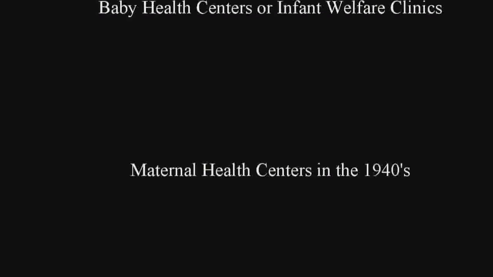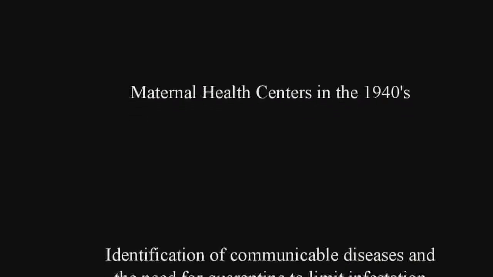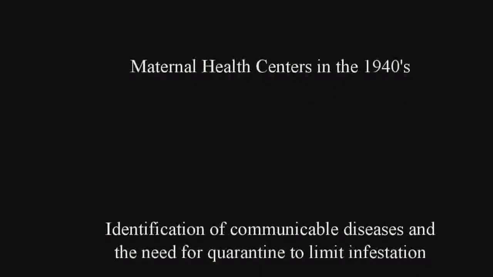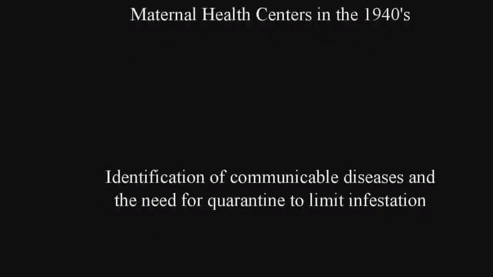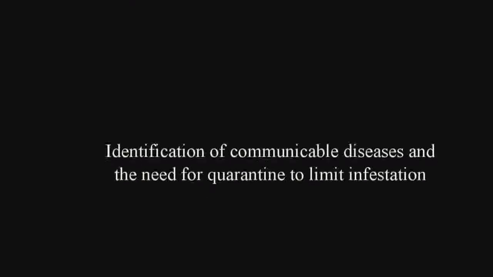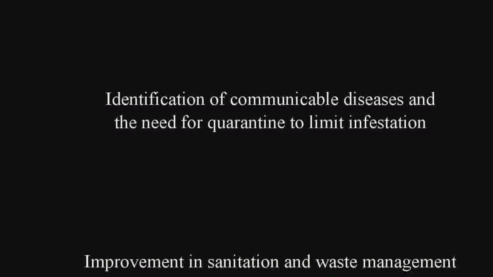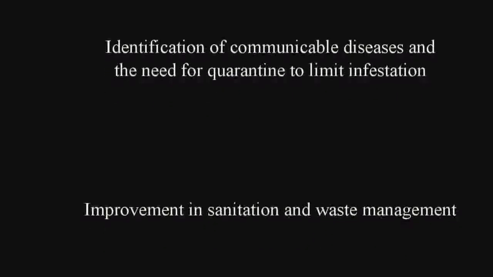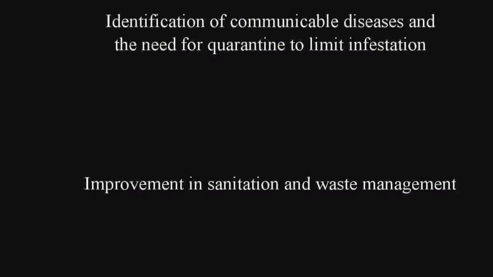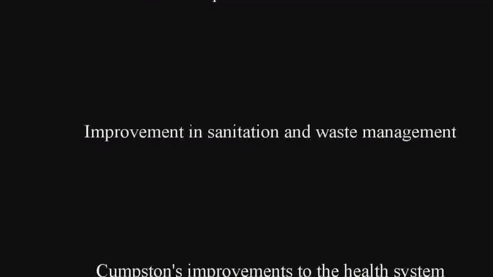The effectiveness of maternal health centres in the early 1940s addressed the issues of infant mortality by ensuring the health and well-being of the mother and child both pre- and post-birth. The identification of diseases and the need to quarantine persons with communicable diseases and illnesses helped limit the spread of infection to others. The improvement in living conditions, most particularly sanitation and waste management, aided in the prevention of illnesses such as gastroenteritis and diarrhea.